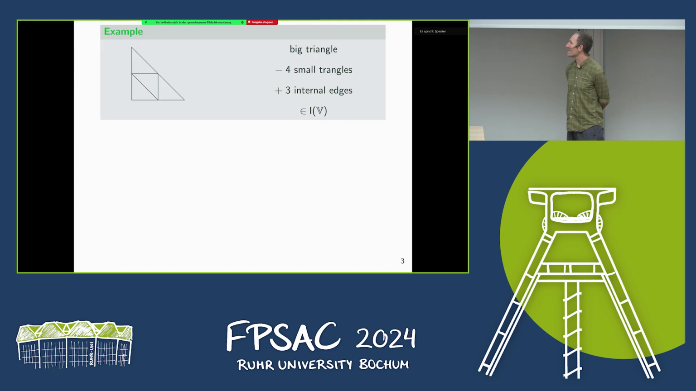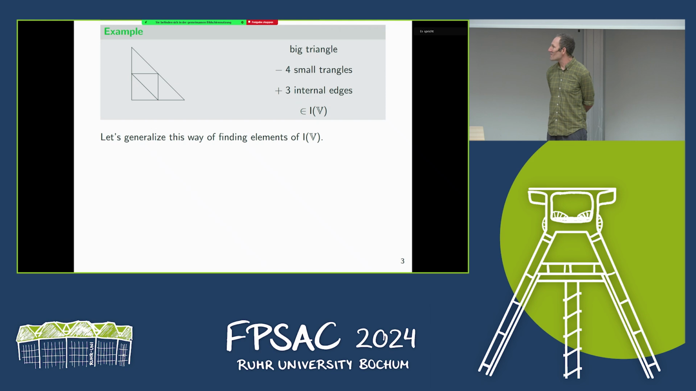Here's another example. The big triangle minus the 4 small triangles plus the 3 internal edges is 0. So that alternating sum of indicator functions vanishes. Okay. So I've given you 2 examples of elements of I of V, and I claim that they all basically arise this way.